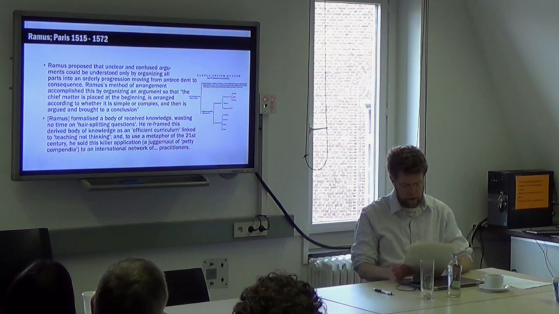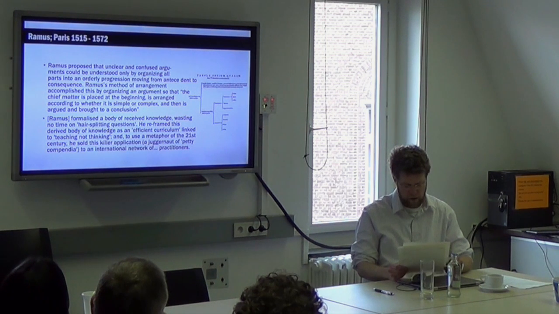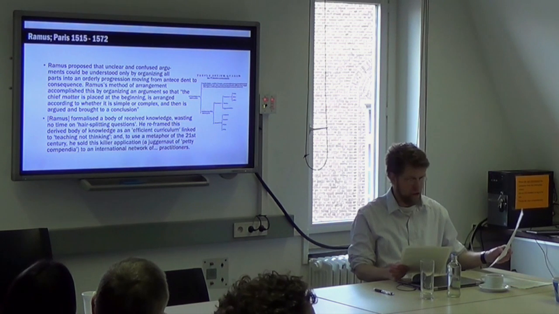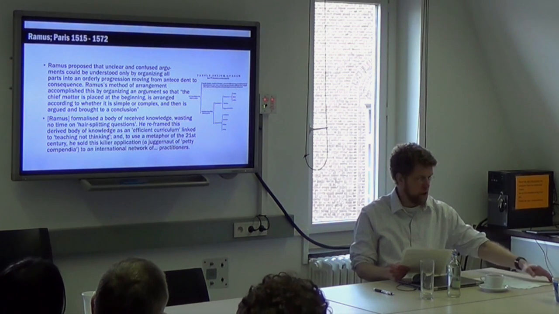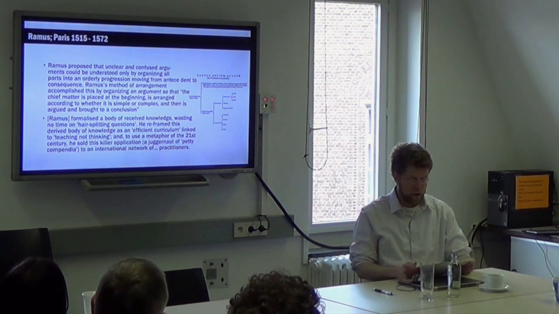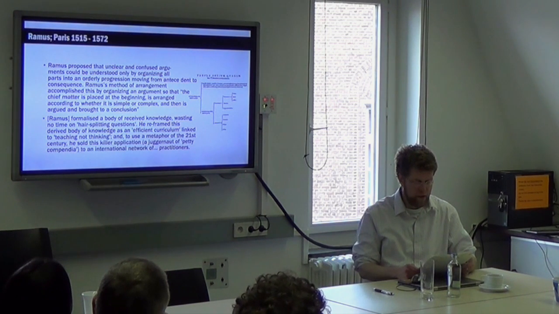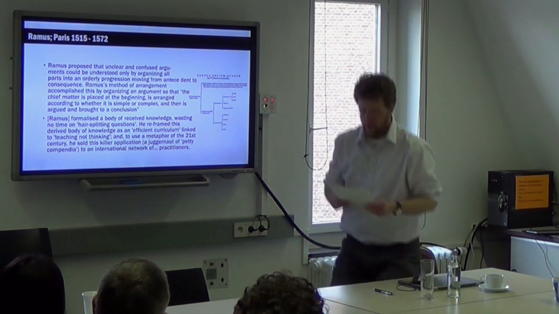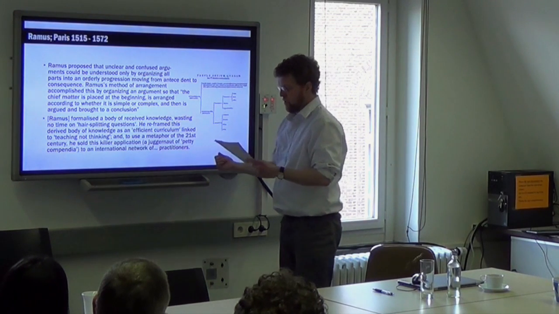Abramovitz proposed that unclear and confused arguments could be understood only by organizing all parts into an orderly progression, moving from antecedent to consequence. Abramovitz's method of arrangement accomplished this by organizing an argument so that the chief matter is placed at the beginning and is arranged according to whether it is simple or complex, and then is argued and brought to a conclusion. The result of this method is actually a strange arrangement of opposites.